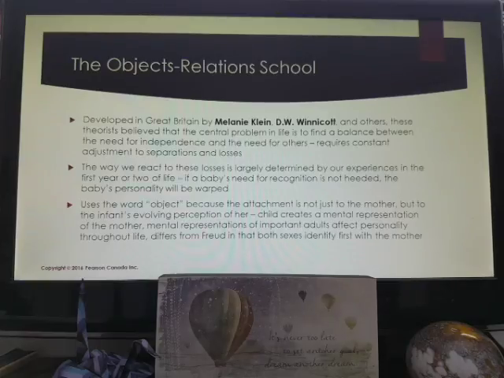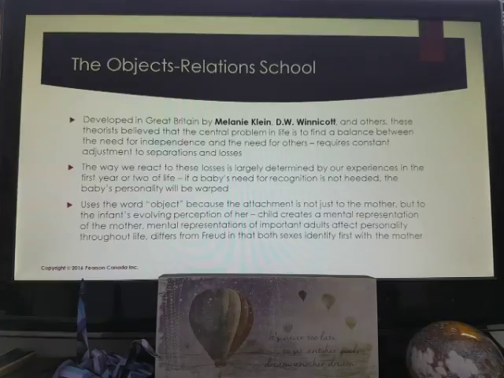So if you suffer a breakup or a loss of someone, you have to work through these things and balance your need for independence with the need for contact with others. They basically said that the way that we react to these losses is largely determined by our experiences in the first year or two of life. So they related your adult capacity to deal with these types of losses back to how you were treated as a child and the attachment you formed as a child.